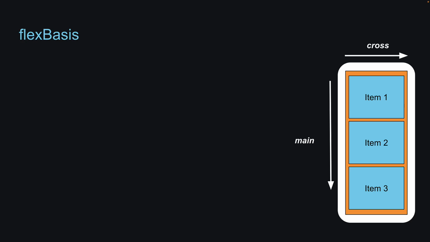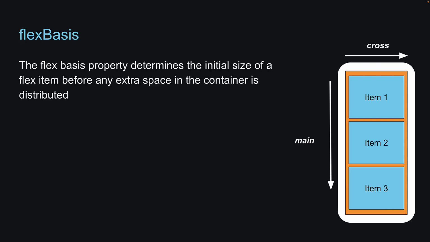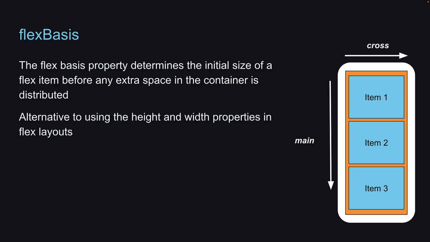Welcome back. In this video, we will explore the flex basis property in React Native. The flex basis property determines the initial size of a flex item before any extra space in the container is distributed. It serves as an alternative to using the height and width properties in flex layouts. Let's understand better with the UI.